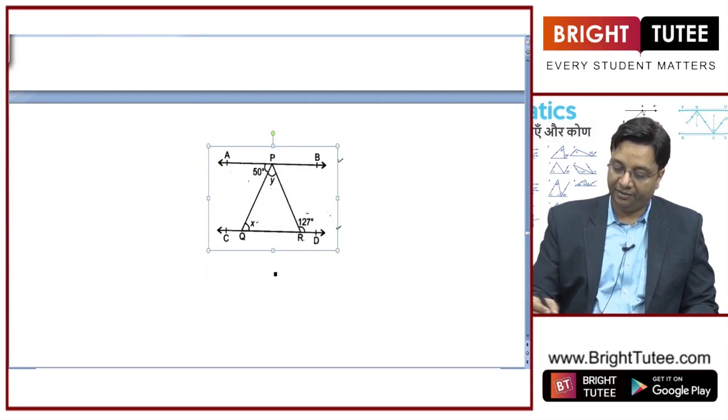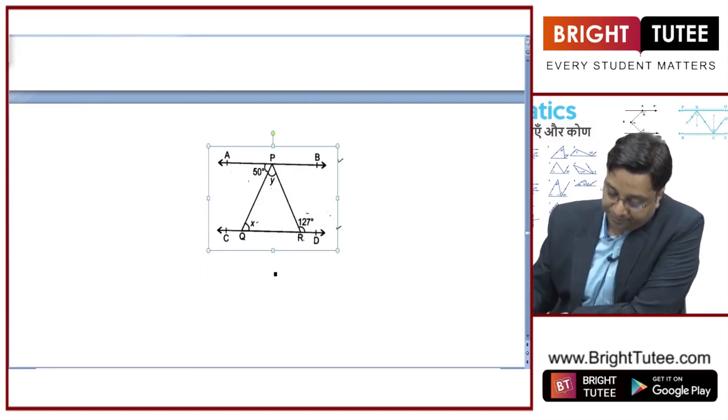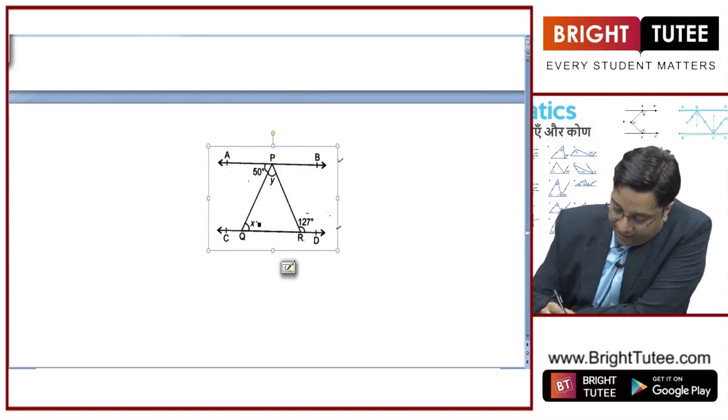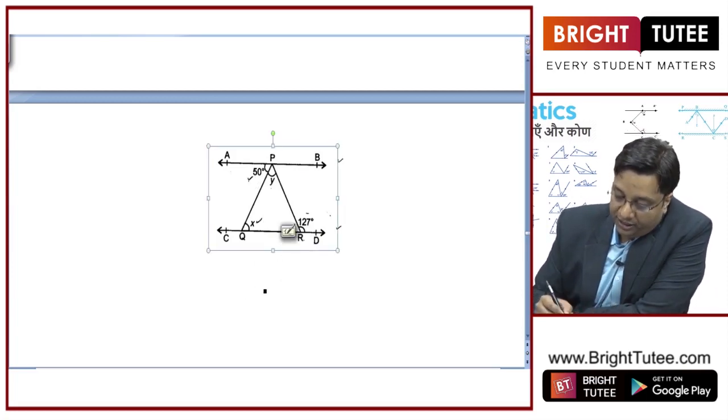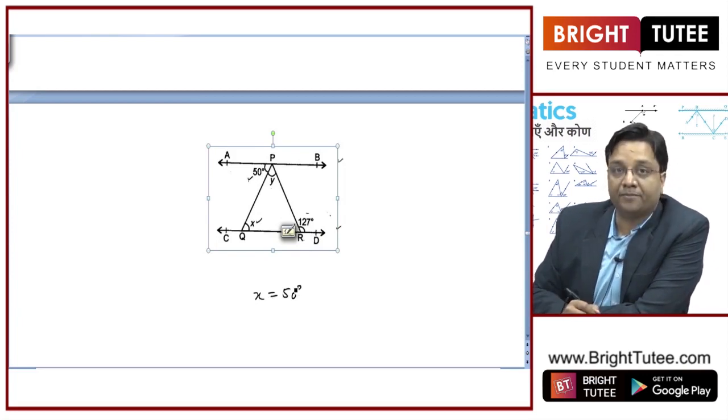AB is parallel to CD. So this angle and this angle will be equal. Why? These are alternate interior angles. So X is equal to 50, right?